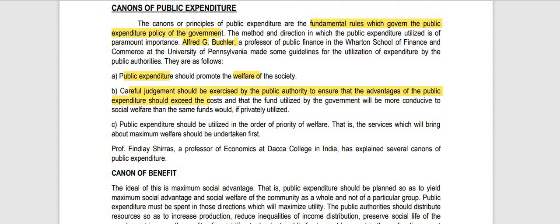Careful judgment should be exercised by the public authority to ensure that the advantages of the public should exceed the cost, meaning benefit over cost. Public expenditure should be utilized in the order of priority of welfare. That means that we need to prioritize expenditures depending on what is our priority for the general public to have a better life.